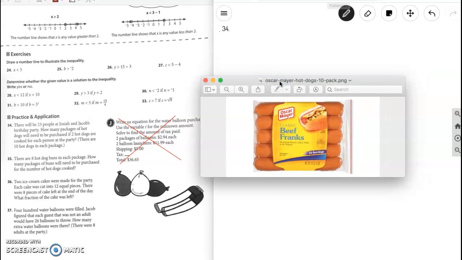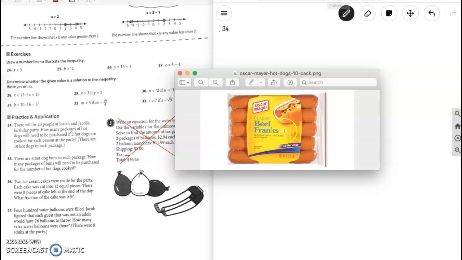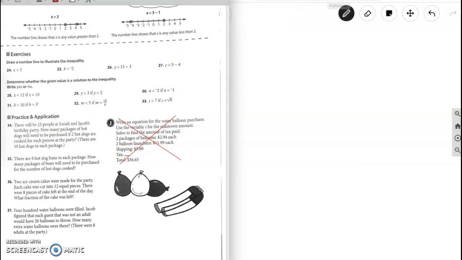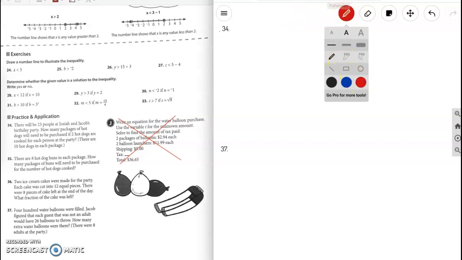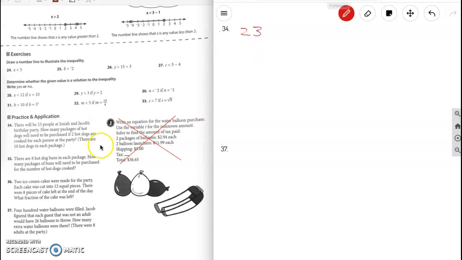But in order to find that out, we first need to find out, well, how many hot dogs do we need to buy in the first place? Let's first figure that out, okay? Because we can't find this answer before that. There are 23 people. How many hot dogs is each person gonna eat? 2 hot dogs are gonna be cooked for each person. Okay, so every single person wants 2 hot dogs. So how many hot dogs do we need to buy?